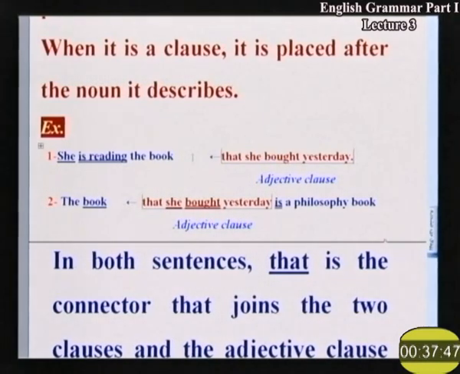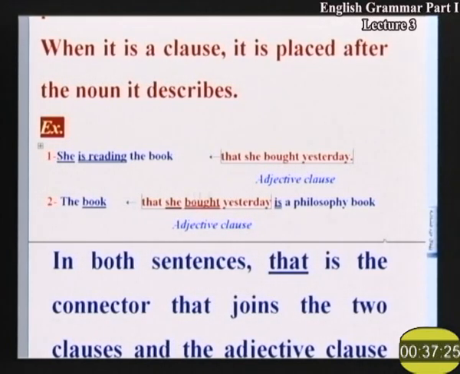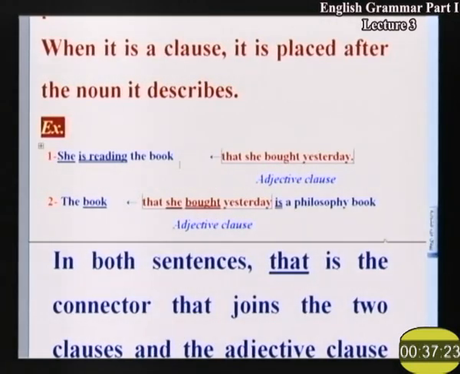طيب that هي هنا الكونكتور. The connector that joins the adjective clause اللي هي that she bought yesterday بتوصلها بالجملة الأساسية the main clause. طيب the adjective clause comes right after the noun it describes. يعني هنا هي ال adjective clause دي بتوصف إيه؟ It describes the word book. The book that she bought yesterday. طيب that is a connector which is used to refer to objects and to human beings.